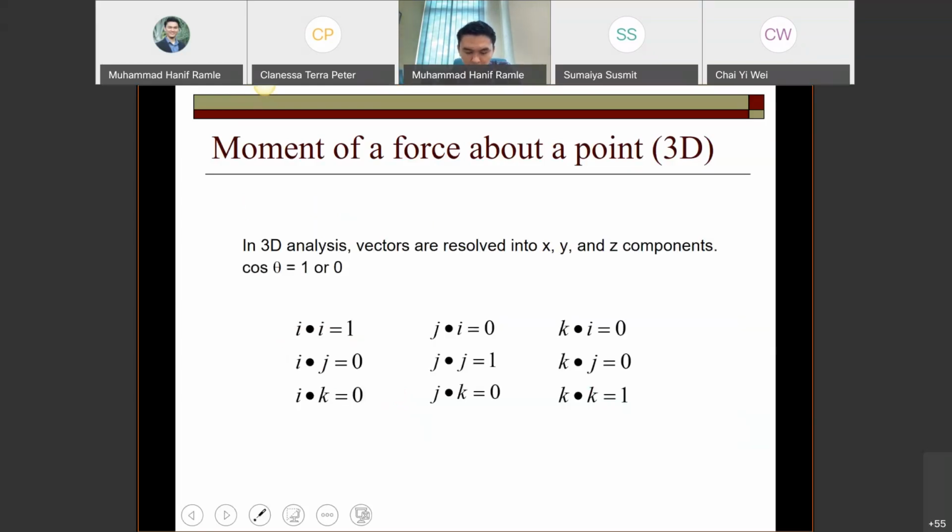In the dot product, there is something you already know from mathematics. We just apply the mathematical fundamentals to solve static problems. In 3D analysis, vectors are resolved into x, y, and z components. We know that if we use the dot product, cos theta must be equal to either 1 or 0.